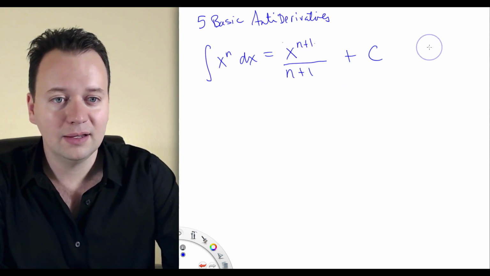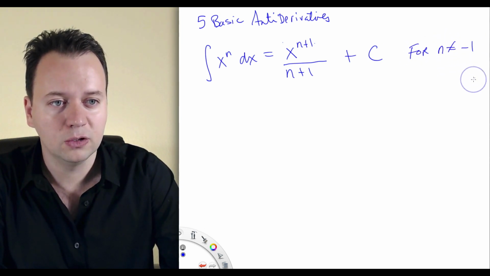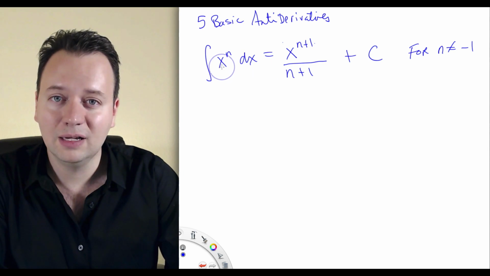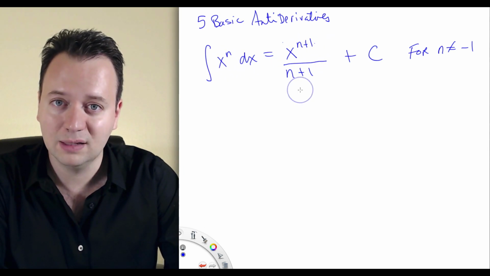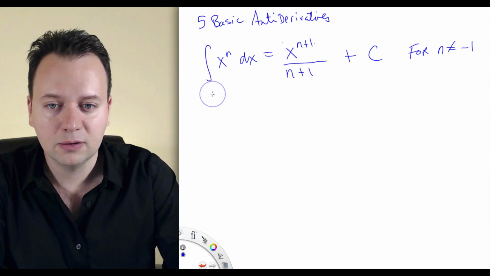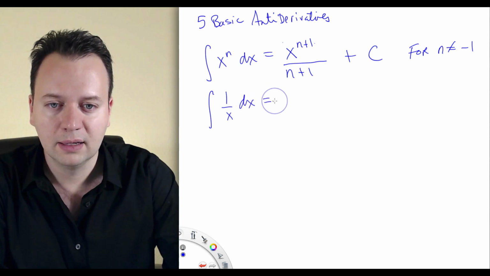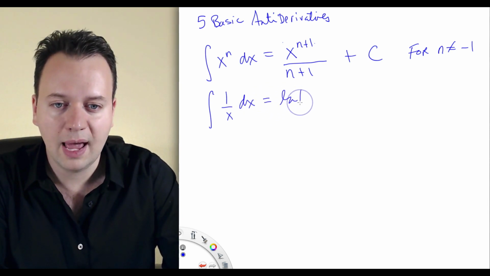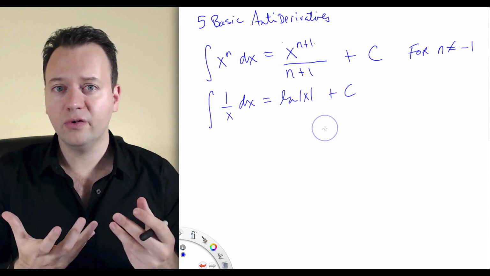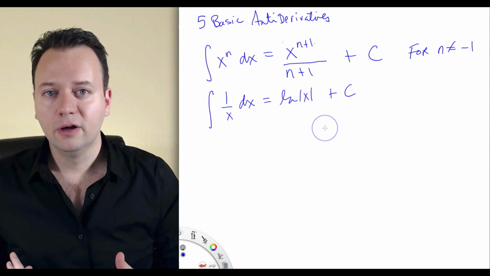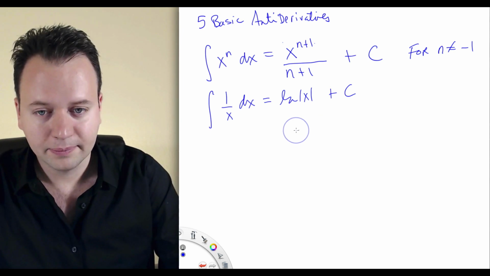Now this is for n not equal to minus 1. If n is equal to minus 1, we have a problem, because n plus 1 would be 0. We would have x to the 0 divided by 0. So let's do that one as a separate rule: the integral of 1 over x dx. Well, we know what this integral is. It's the ln of x plus c, because the derivative of ln of x is 1 over x.